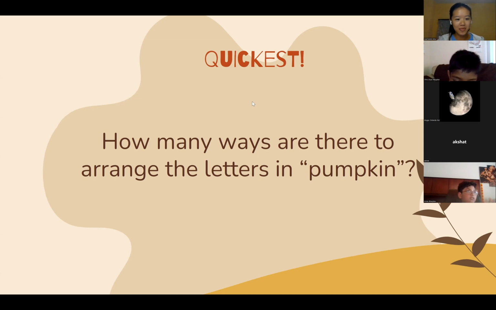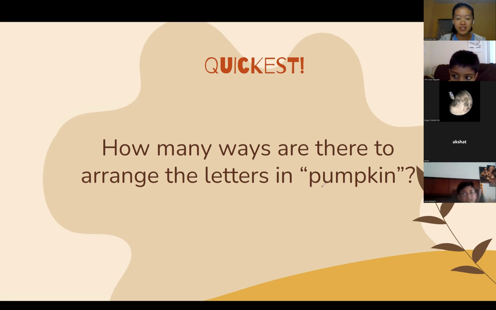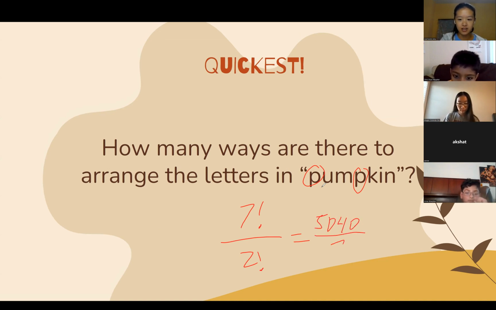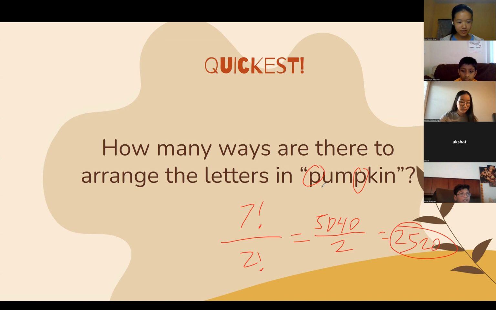But I think pretty much all of you got it. So in the word pumpkin, there's how many letters? 7 letters. So you do 7 factorial. But you notice that the p's repeat, so you have to divide by 2 factorial. And so that's 5,040 divided by 2, so that's 2,520, which is what almost all of you got. So good job. You passed the quick test.